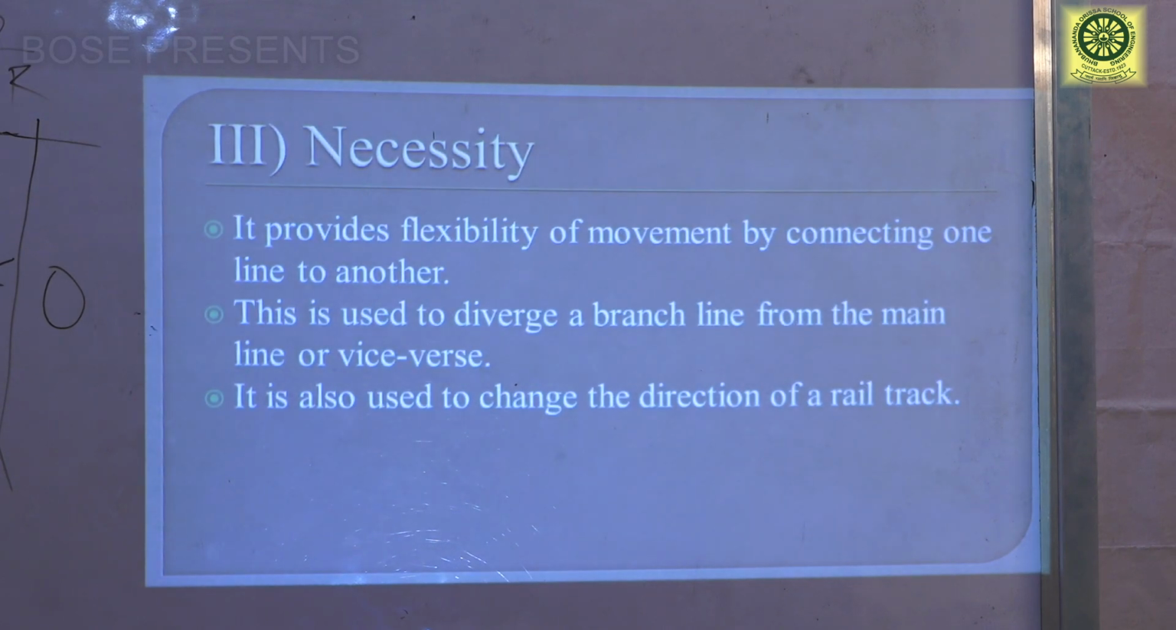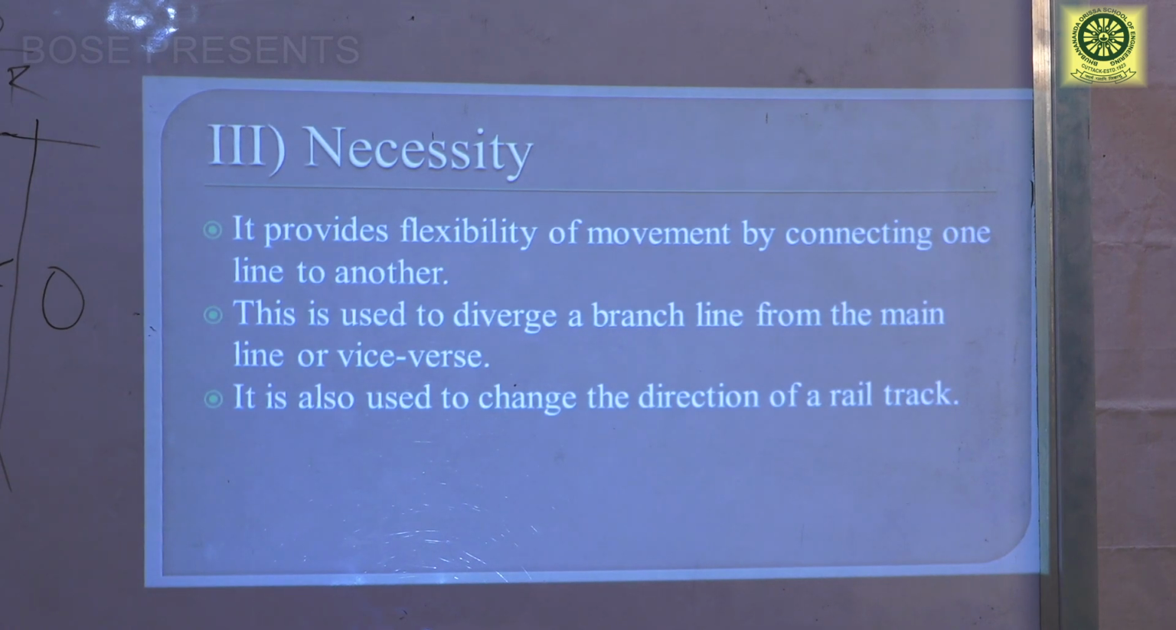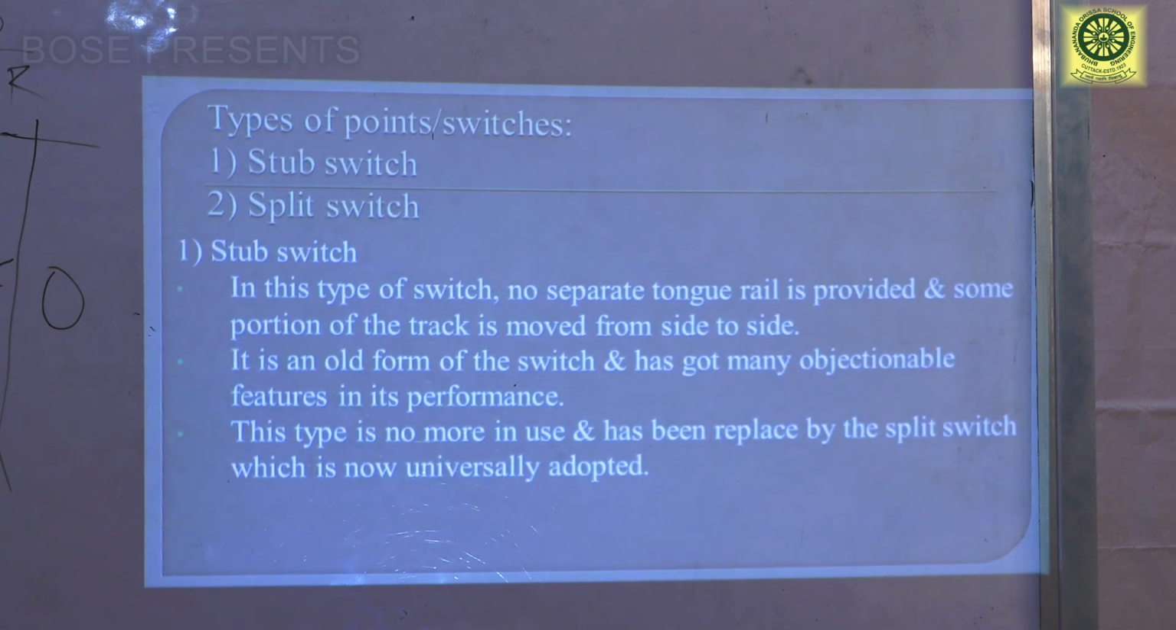Okay. So what is the necessity of point and crossing? It provides flexibility of movement by connecting one line to another. It is used to diverge a branch line from the main line or vice versa. It is also used to change the direction of a rail track. Got it? Now the types of switch or points.